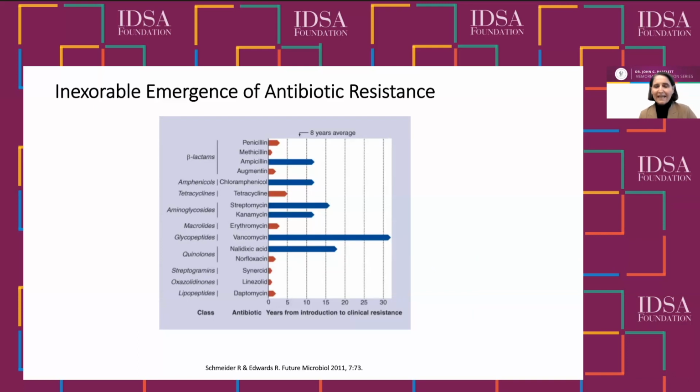And we also have this inexorable emergence of antibiotic resistance. So on average, it has taken about 8 years for antibiotic resistance to be detected clinically once an antibiotic is in clinical use. But this time can range anywhere from a few months for a drug such as methicillin, up to more than 30 years for vancomycin. But eventually, it always occurs.